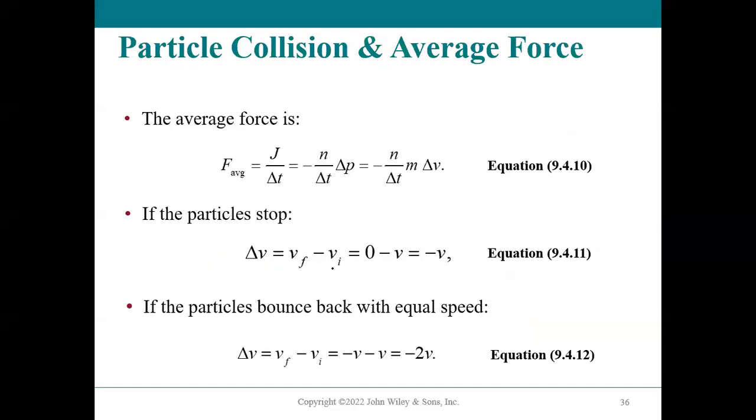For particle collisions, we can write the average force as F average equals J divided by delta T, which is minus n delta P divided by delta T. So this is minus n divided by delta T, times mass times delta V. If the particle stops, the final velocity is 0 minus the initial velocity, so delta V becomes minus V. If the particles bounce back with equal speed, V final is minus V, and minus V minus V becomes minus 2V.